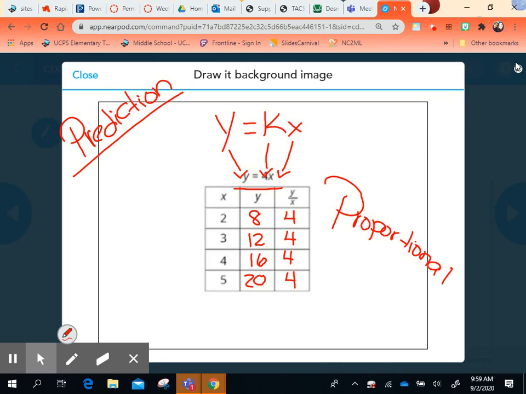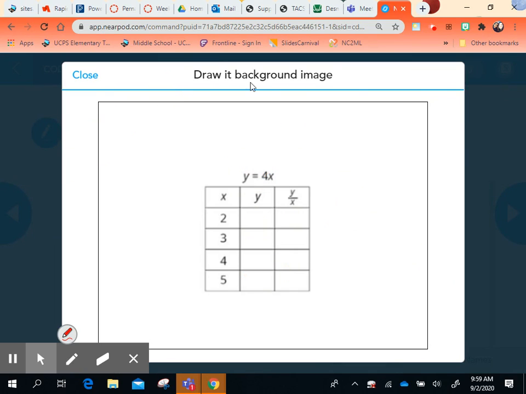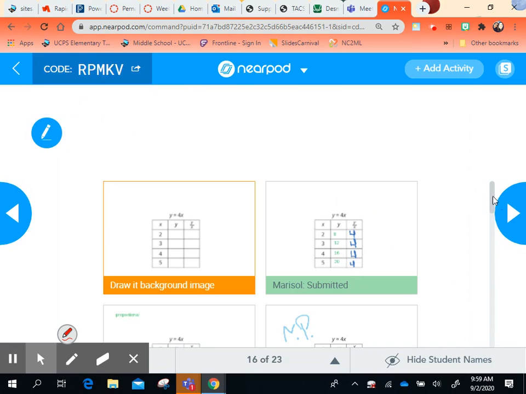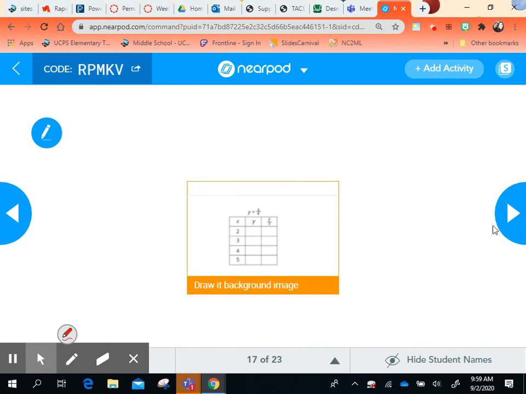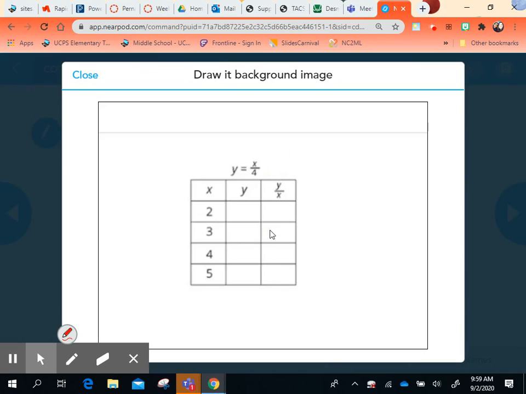Let me check the time. Does anyone need to go to the bathroom? We're good? Because I always forget our bathroom break time. We're going to do one more. I want you to do your prediction, and then I want you to solve to see if your prediction is true or false. So prediction.